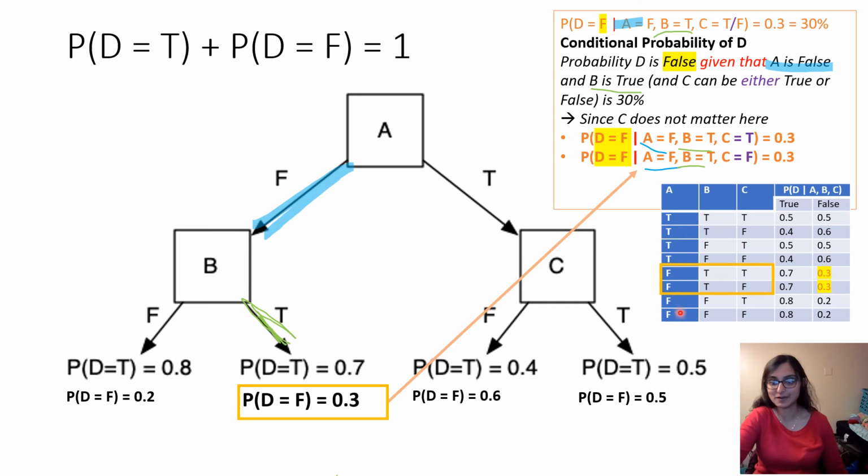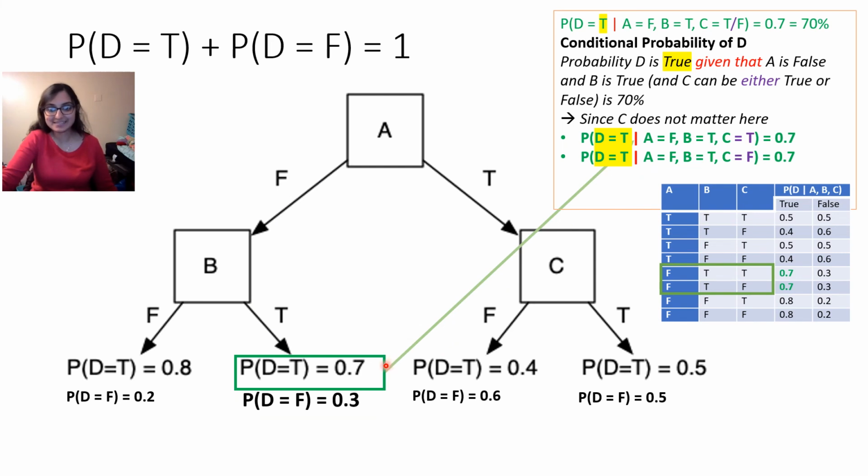Again, these are the 8 outcomes from before: 1, 2, 3, 4, 5, 6, 7, 8. 8 outcomes for 3 random variables, 2 outcomes each, is 8. And what we see here is if A is false, B is true, and C can be true or false, we're looking at this 30%. That's a 30% chance that D will be false given these values of A, B, and C. This is the conditional probability table for D, 30%.